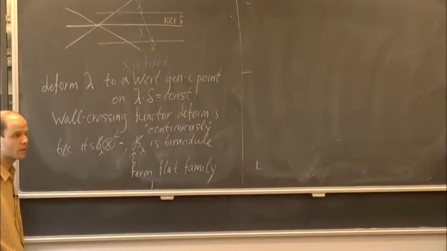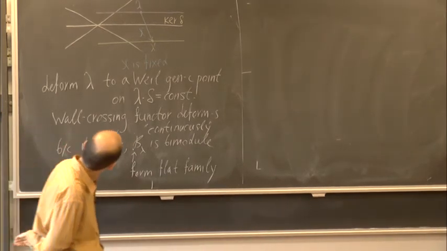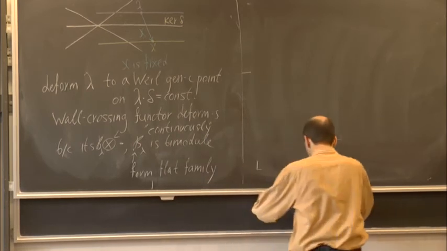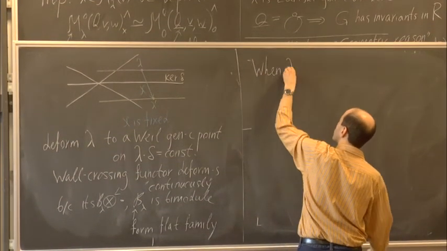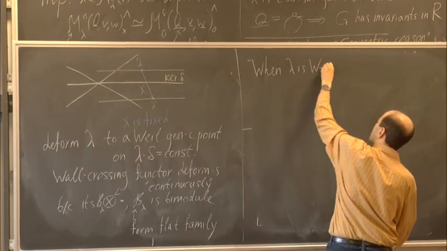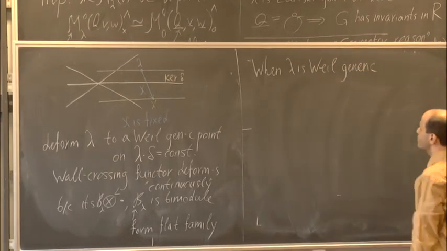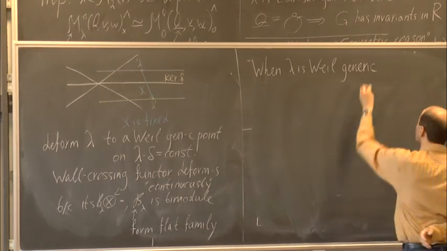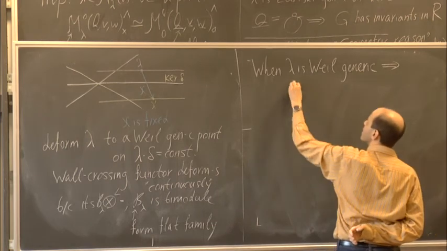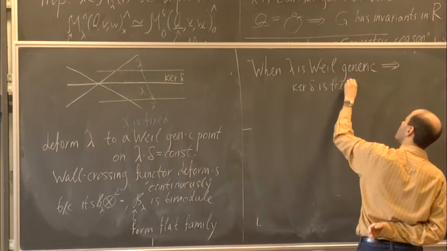Okay? So now what is the point of this? The point is that now when lambda is indeed wall generic, then there is only one essential wall. Then Ker delta is the only essential wall.